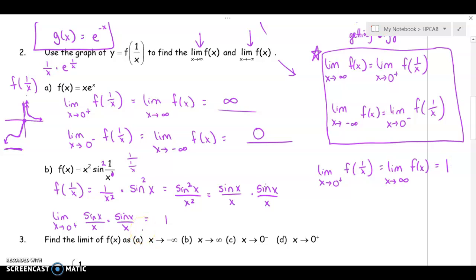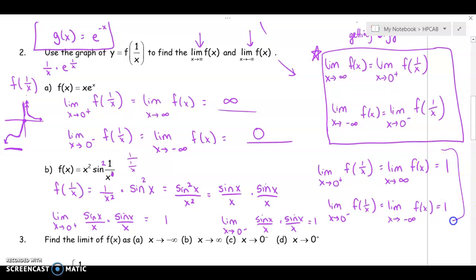All right, and then the same is going to hold true for when we do the limit as x approaches 0 from the left. The limit as x approaches 0 from the left of sine of x over x times sine of x over x is the same thing, it's going to equal 1. So the limit as x approaches 0 from the left of f of 1 over x is going to be the same thing as the limit as x approaches negative infinity of f of x, which equaled 1. So both of those ended up equaling 1.